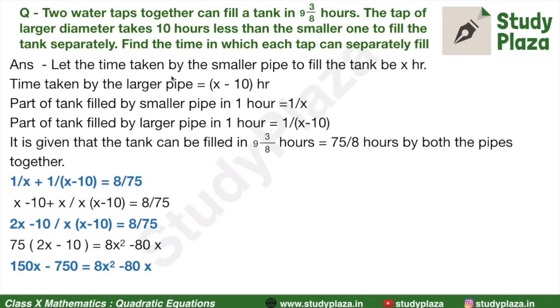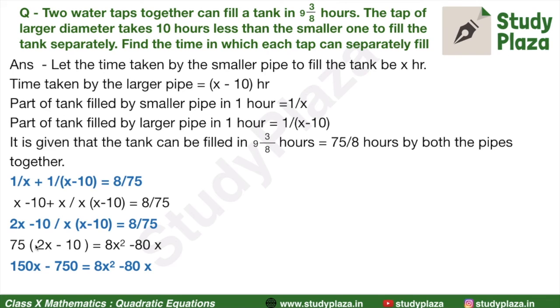Let the time taken by the smaller pipe to fill the tank be x hours. Then the time taken by the larger pipe will be x minus 10 hours. So the part of the tank filled by the smaller pipe in 1 hour is equal to 1 by x. Similarly, by the larger pipe it will be 1 upon x minus 10. So together, 1 by x plus 1 upon x minus 10 is equal to 8 upon 75.